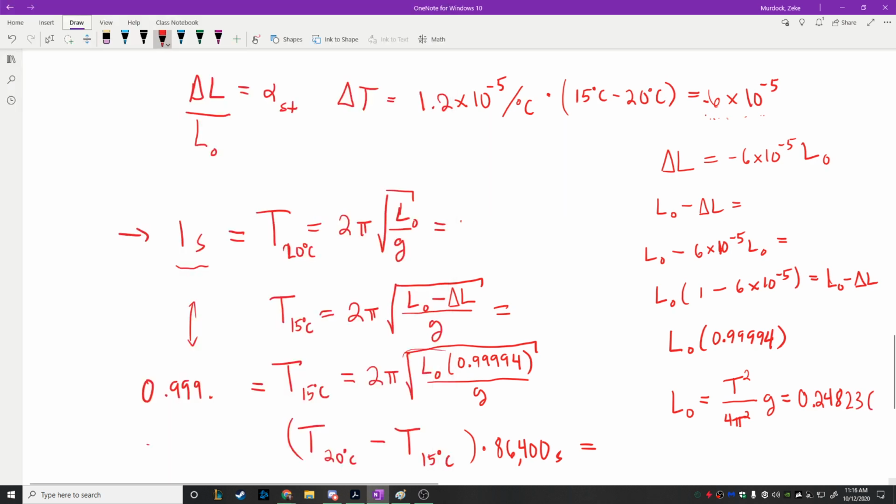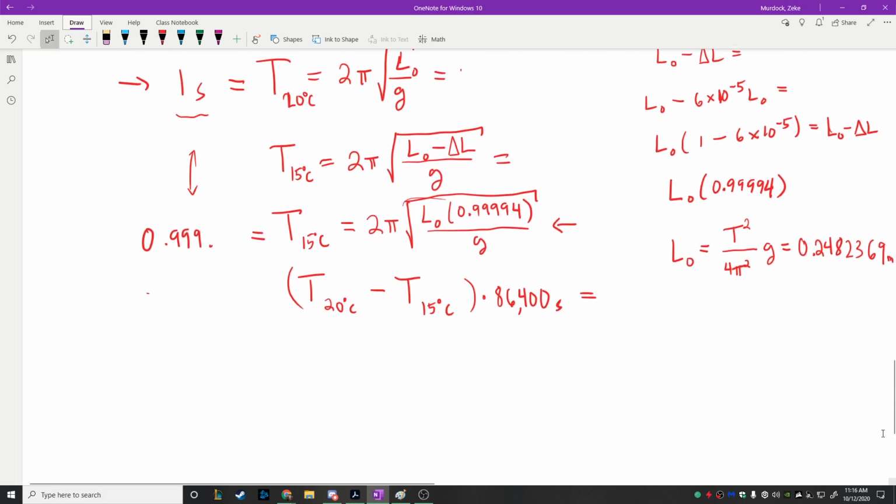2482369. I'm not even going to round to that. And this is going to be in meters. So now we have to plug it into this equation. For the final equation we get right here, this is going to be 1 second minus.